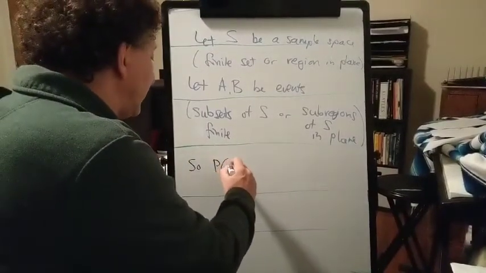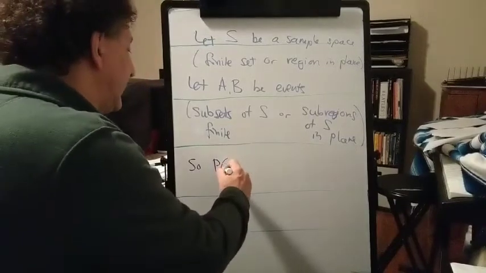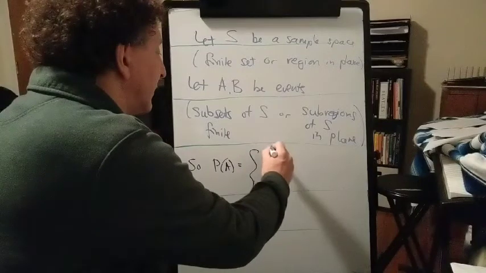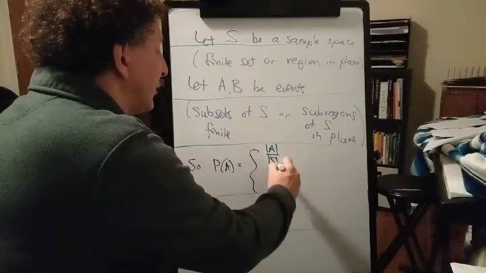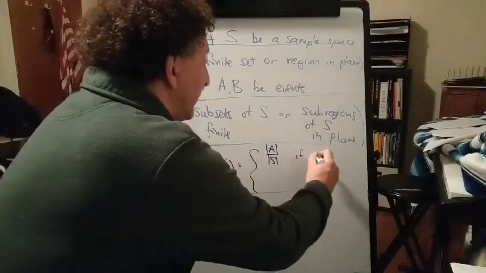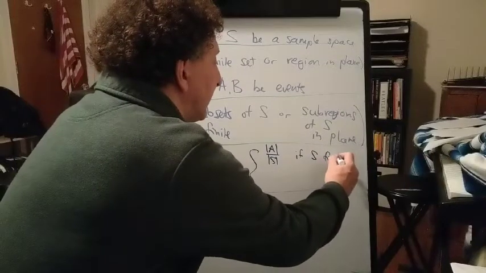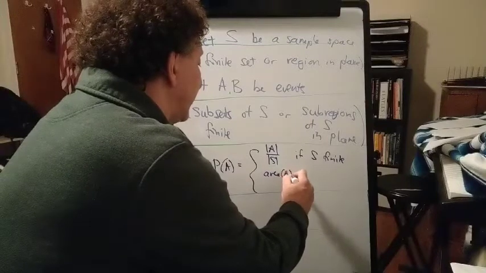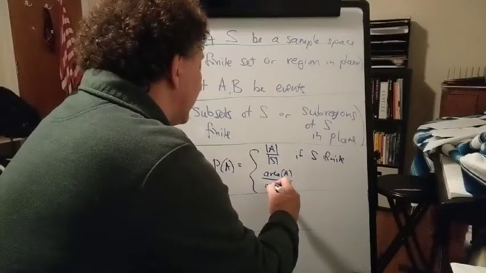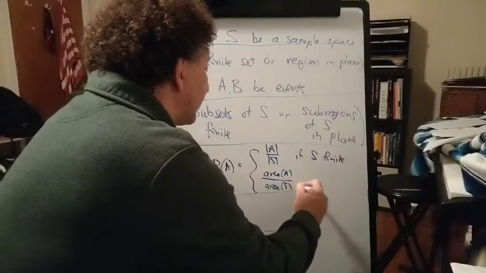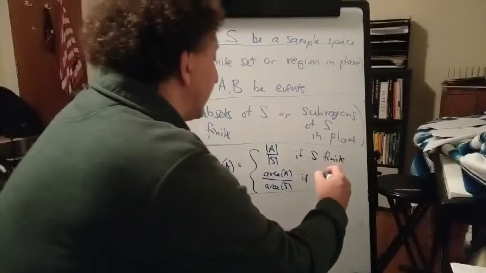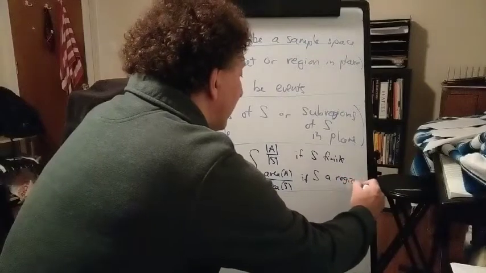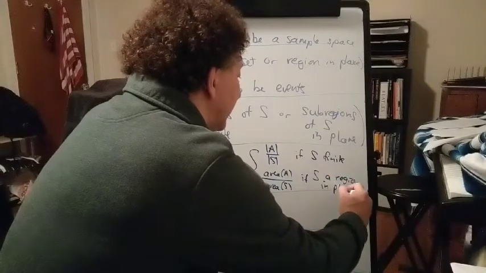So the probability of A is either number of elements in A over number of elements in S, if S is finite, or area of A over area of S, if S is a region in the plane.